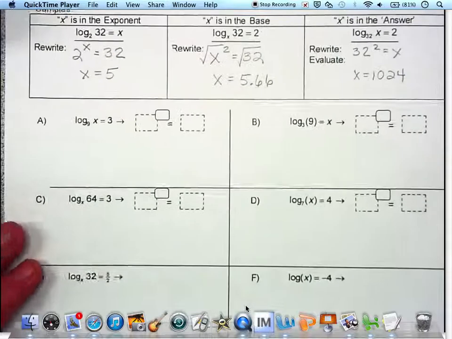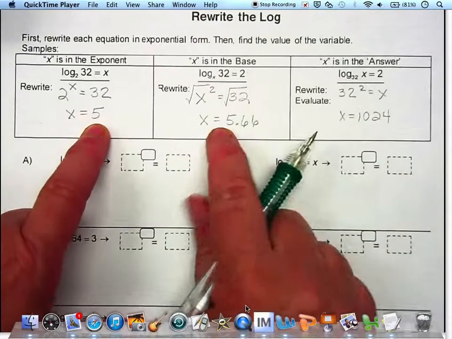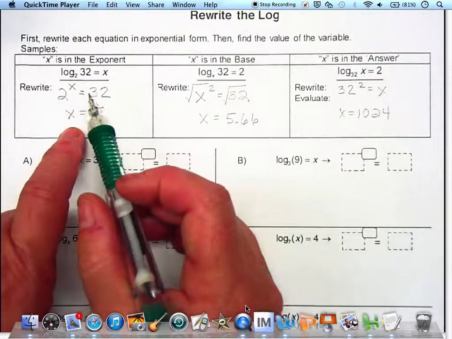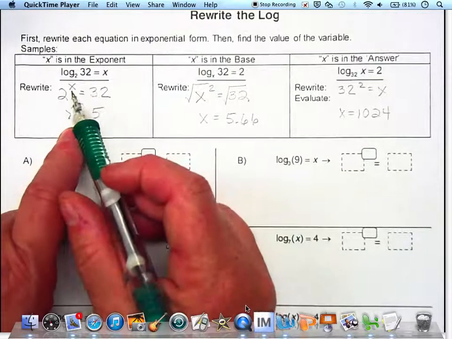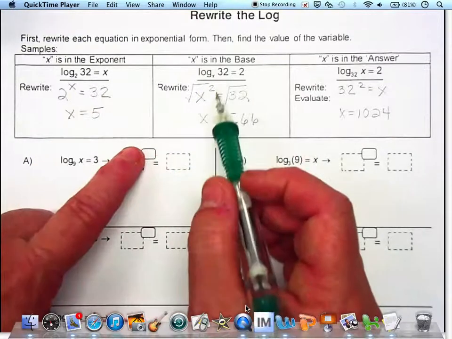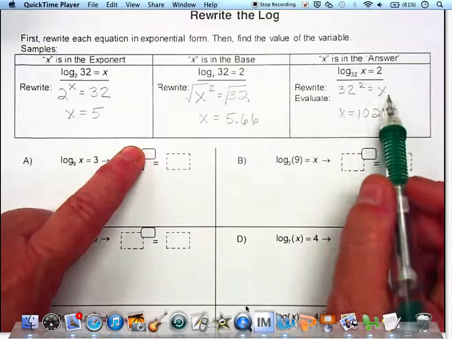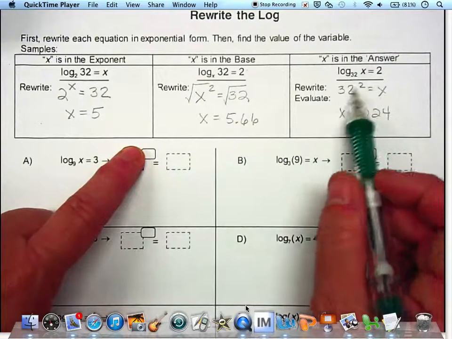So these are the 3 different kinds of problems. Just for a second, before you start, would you look up here for a second? This is the kind of problem where x is the exponent. This is the kind of problem where x is the base of the exponent. And this is the kind of problem where x is the answer to the exponential.